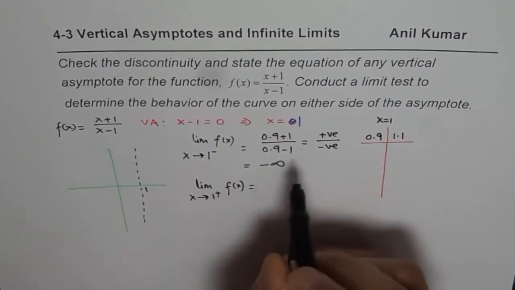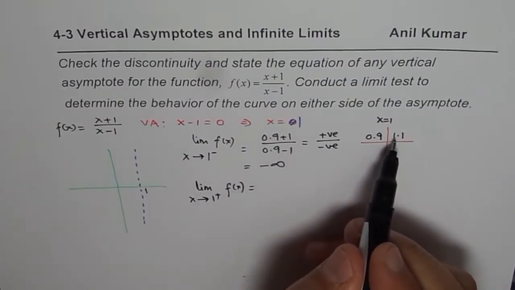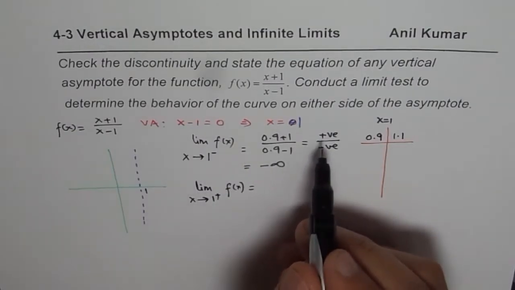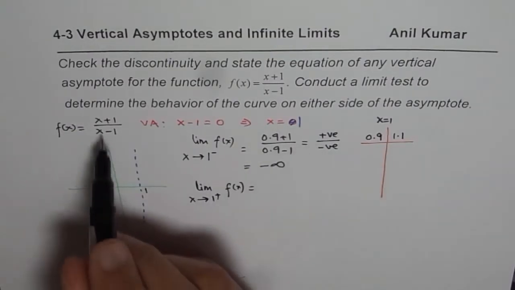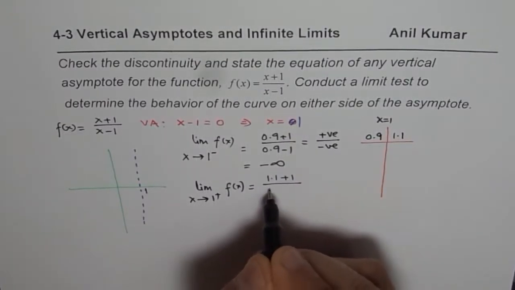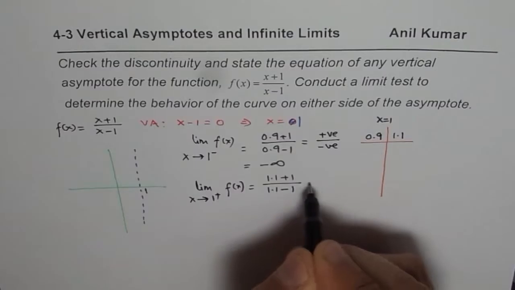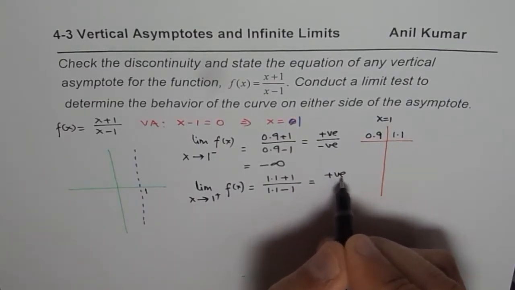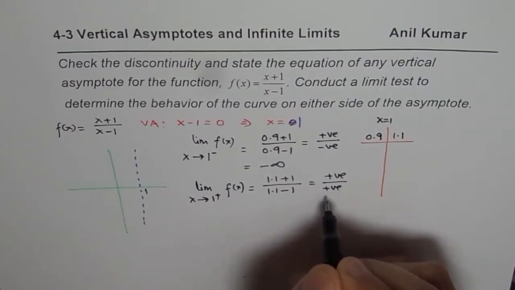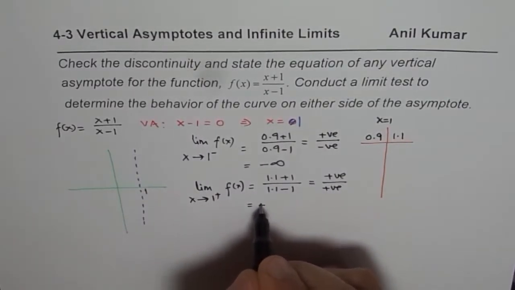Similarly, we can find the limit of the function as x approaches 1 from the positive side, right? That is to say, you can substitute 1.1 and see whether you are approaching a high positive or negative value. So in this function, if I write 1.1 plus 1 divided by 1.1 minus 1, I get a positive value in the numerator and a positive value in the denominator also. So that approaches positive infinity.